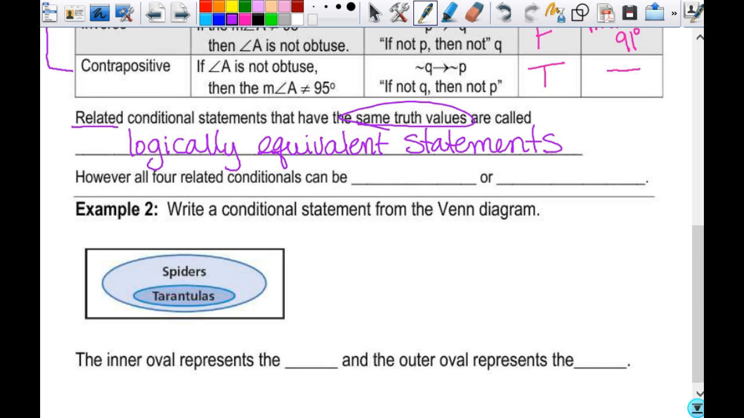This is what their whole argument was over in the calculus training, about which ones were logically equivalent and why it's important to know the truth values of all four and when they have to match and when they don't. And that's important to be able to relate all the rules that you have together when you're talking about theorems and some other stuff that you have going on. Okay, so it says, however, all four related conditionals can be true or false. So again, I just want to make sure that you know that it doesn't have to always be true, false, false, true, because there's always somebody that walks away with thinking that. Okay. Questions about that?